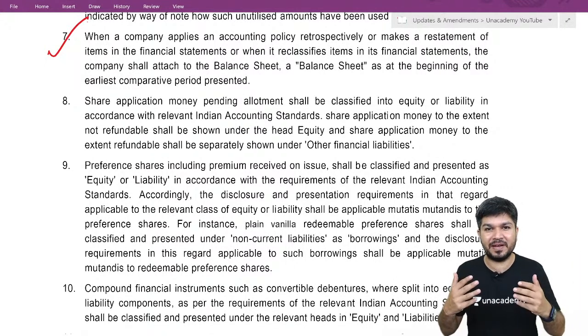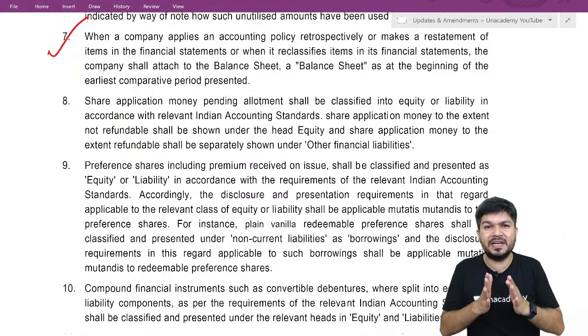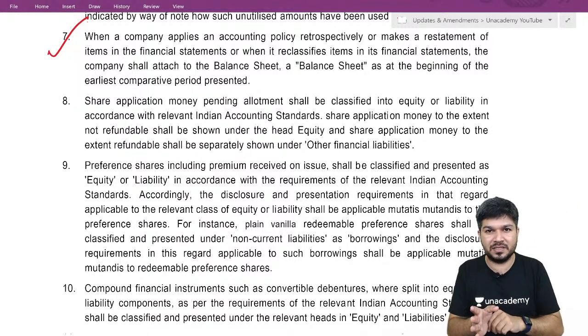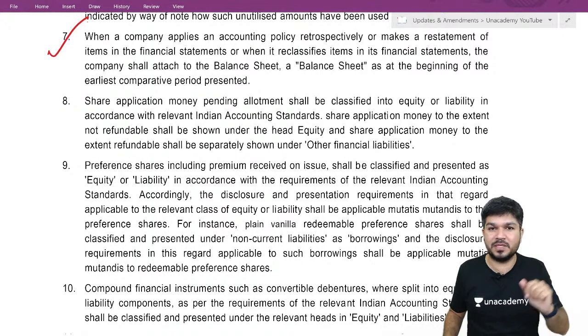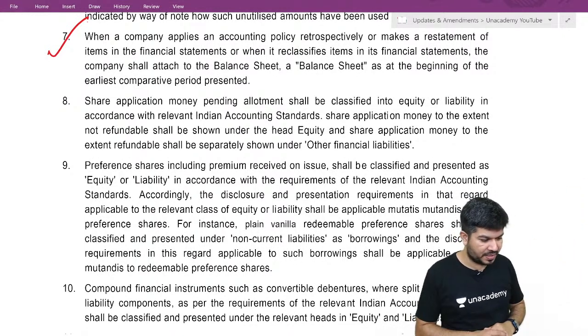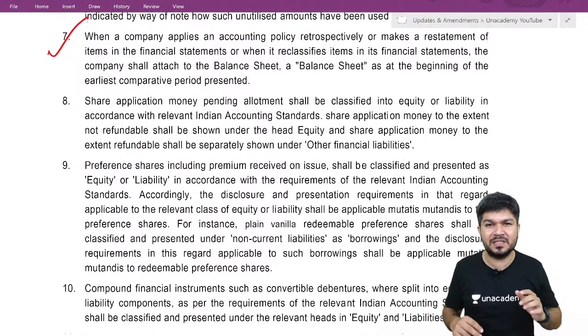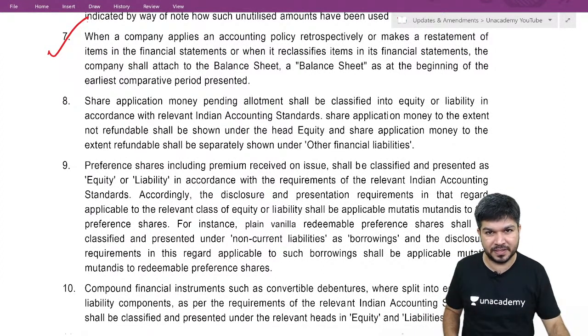So whenever I'm rectifying an error or making a retrospective adjustment, the effect relating to the current year comes in the current year, the effect relating to the previous year comes in the previous year, and the effect relating to the period before the previous year is given at the beginning of the previous year.